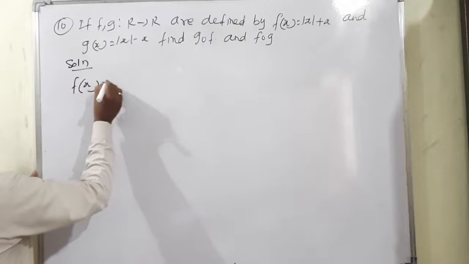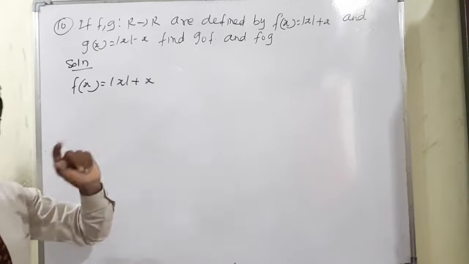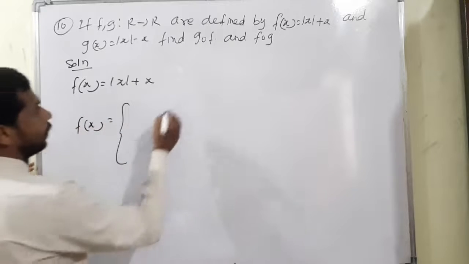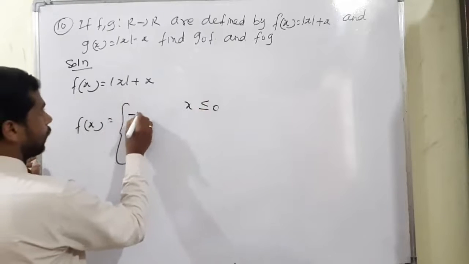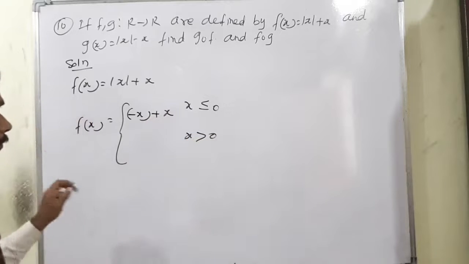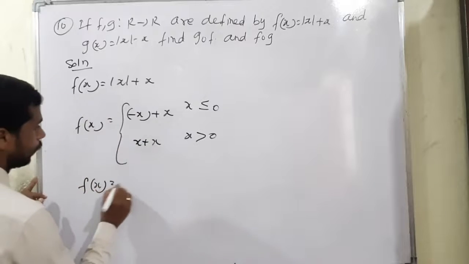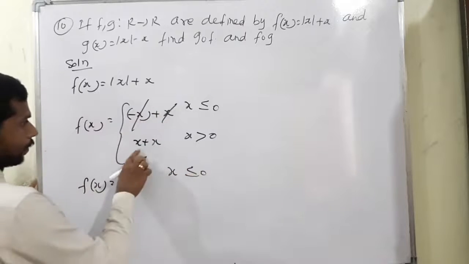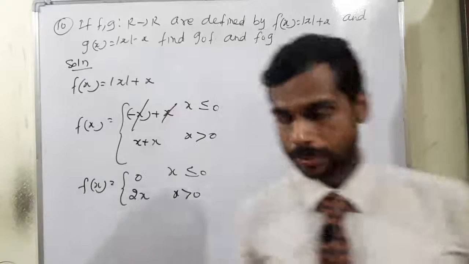So, f of x is equal to mod x plus x. Already you know the meaning of modulus of x: plus or minus x, isn't it? Therefore, f of x: when x is less than or equal to 0, negative, so instead of x we write negative x, then plus x. When x is greater than 0, positive, then x plus x. Therefore, f of x is equal to minus x plus x, which cancels to 0, when x is less than or equal to 0, and x plus x is equal to 2x when x is greater than 0.